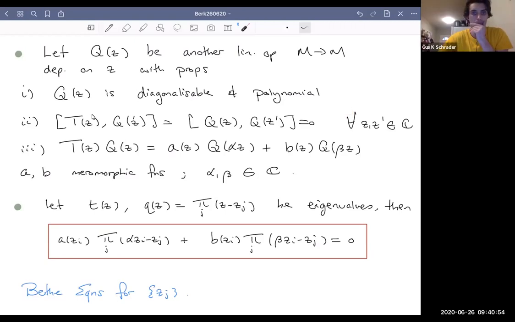And then a bit like the transfer matrix, it commutes with the transfer matrix at different values of Z. So T and Q commute at different values of Z, and Q commutes with itself as well. Okay, and then importantly, and its real use is that it satisfies this relation down here with the T operator. And that's what I'm calling the TQ relation. So this is an operator relation where alpha and beta are some complex numbers and A and B are meromorphic functions.